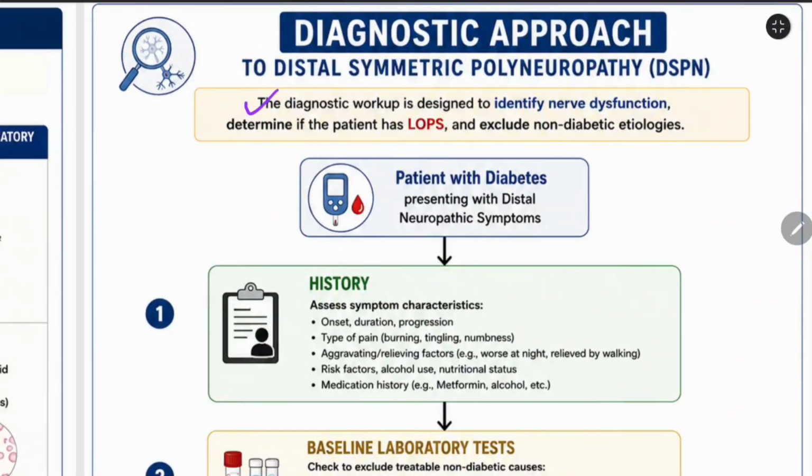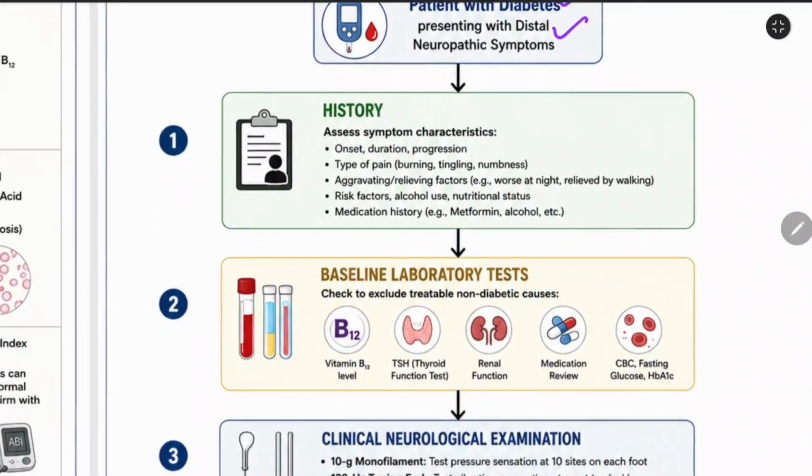The diagnostic workup is designed to identify nerve dysfunction, determine if the patient has loss of protective sensation, and exclude non-diabetic etiologies. So these are the two goals in the diagnostic approach. We should exclude non-diabetic etiologies of the neuropathy, and if DSPN is there, then we should see whether the patient has LOPS or not. A patient with diabetes presenting with distal neuropathic symptoms, important to remember.